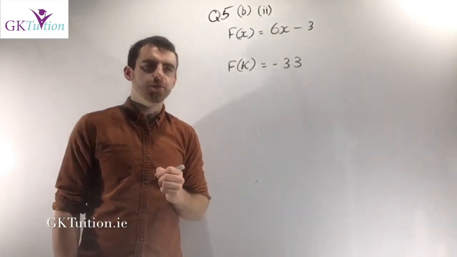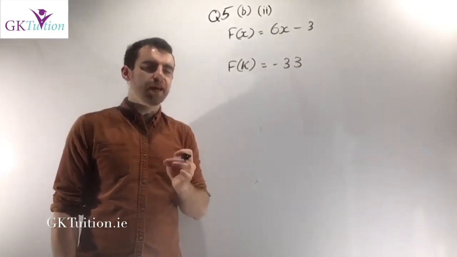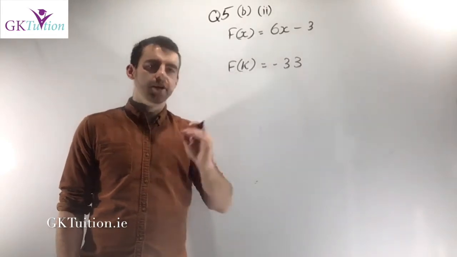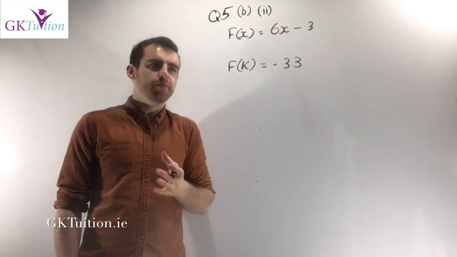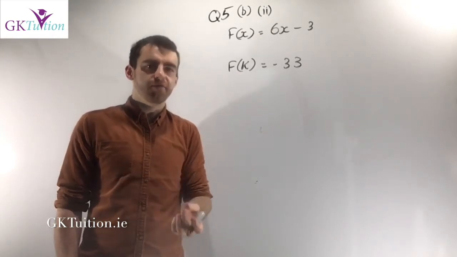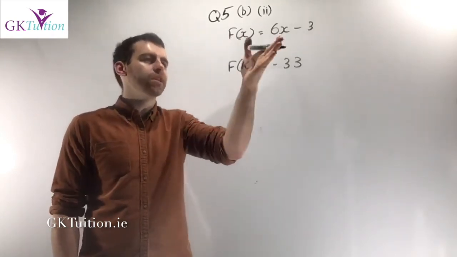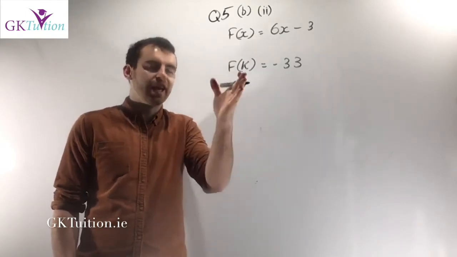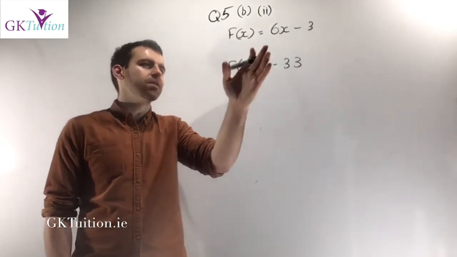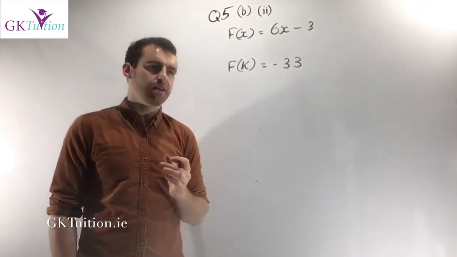In part 2, we're asked to find the value of k if f of k is equal to minus 33. I want you to think about what we did in B part 1. We were asked for f of 4, so that meant everywhere there was an x, we subbed in a 4. This time, obviously what's relevant is f of k, so this time everywhere there's an x, I'm going to sub in a k.